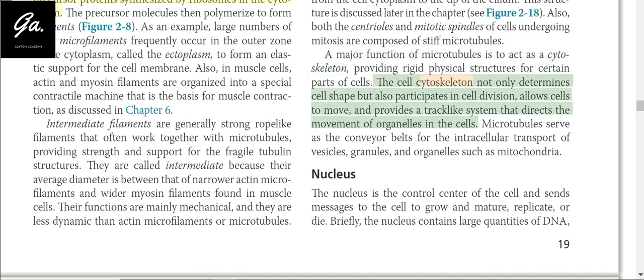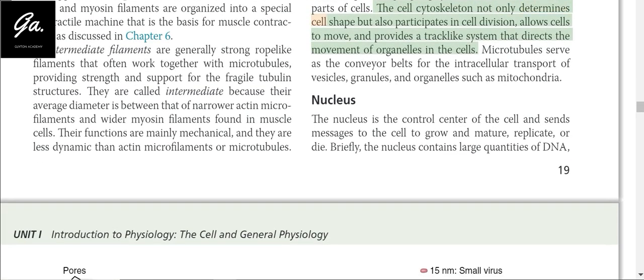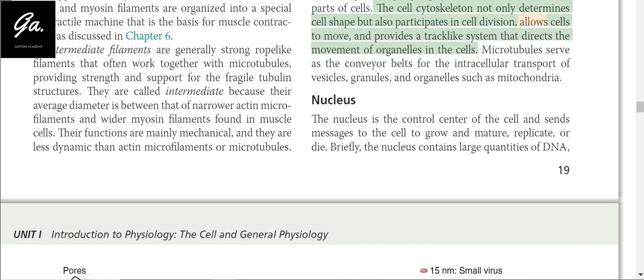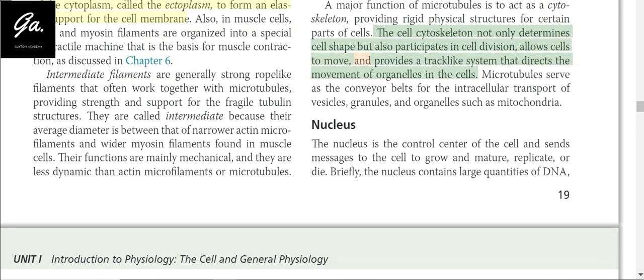The cell cytoskeleton not only determines cell shape but also participates in cell division, allows cells to move, and provides a track-like system that directs the movement of organelles in the cells. Microtubules serve as the conveyor belts for the intracellular transport of vesicles, granules, and organelles such as mitochondria.